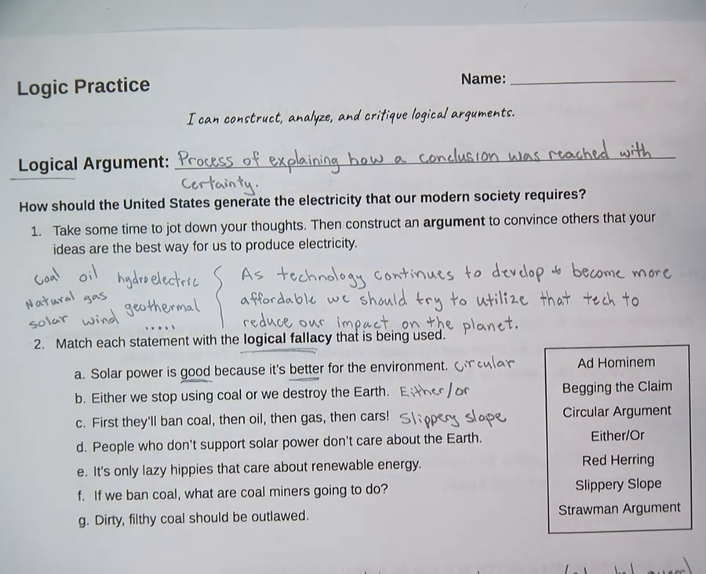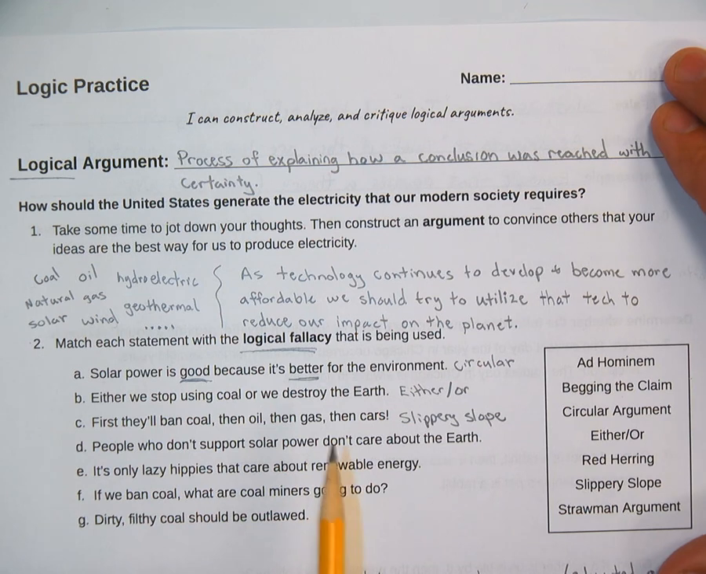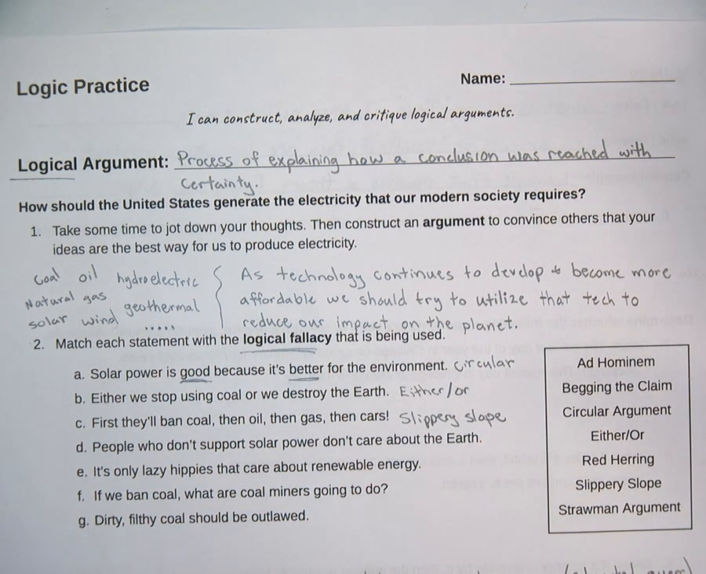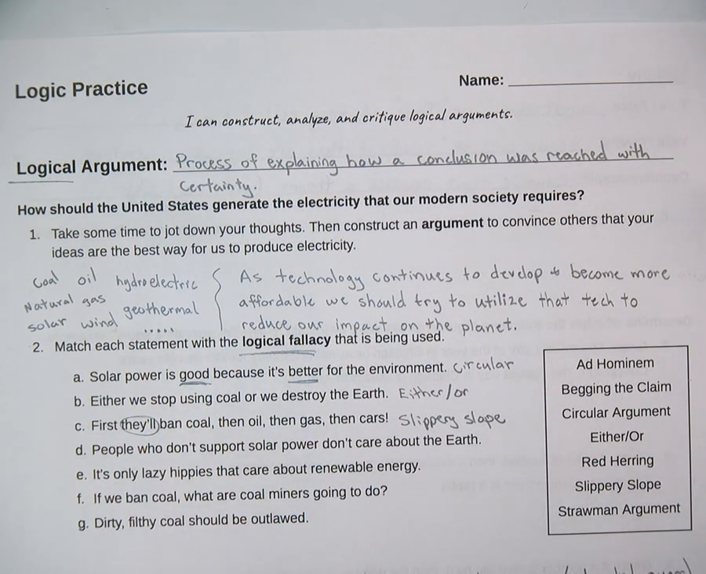And in a slippery slope argument, what it tries to do is draw a connection from one point to the other. It doesn't necessarily have to happen. It's saying that if one of these things happens, all of them will happen. And that's just not necessarily true. We could ban coal and then just find a way to replace generating energy without it and not need to ban these other things.